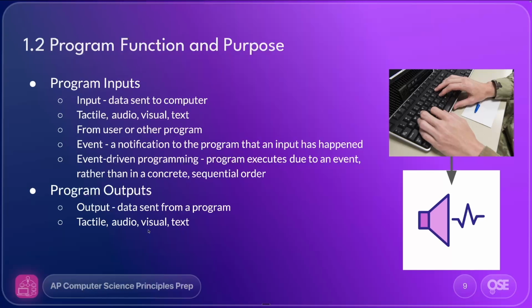Program inputs. Input is any data sent to a computer. It can be tactile, audio, visual, or textual. It can be from users directly or from other programs. An event is a notification to the program that an input has happened. And event-driven programming is a program that executes something because of an event, rather than sequential order of operations. For example, clicking a key to perform some code segment. Program outputs. So outputs are data sent from a program, and they can also be tactile, audio, visual, or textual.